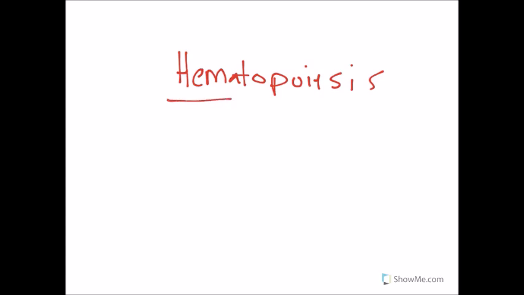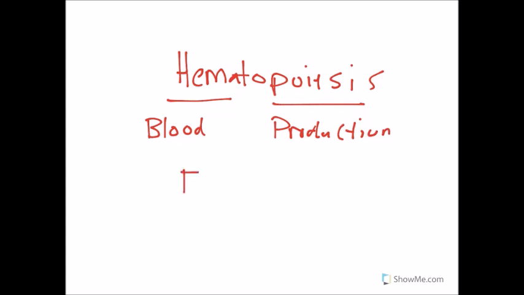Guys, in this video I'd like to discuss a process called hematopoiesis. And what are we dealing with? Hematopoiesis: hemato, blood; poiesis, development or production, right? What we are doing here is looking at the production and development of the formed elements of blood. And so we're going to be looking at formed elements.